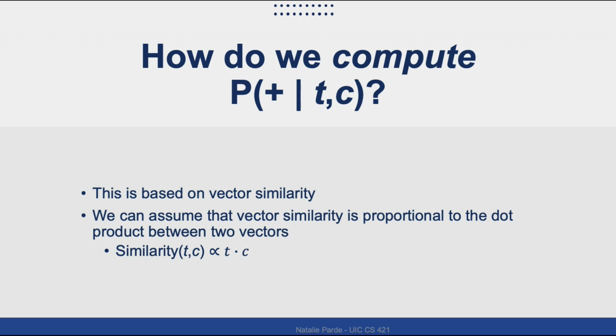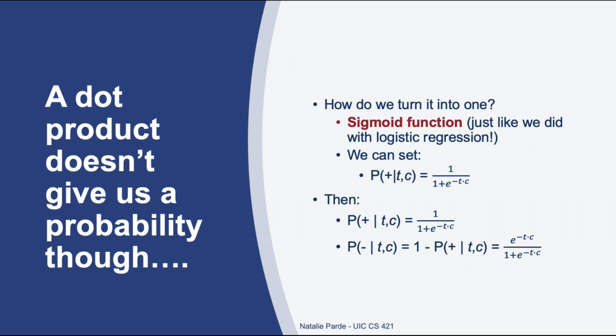First, we need to figure out how to actually compute the probability that a context word does or does not occur in the context of the target word. Word2Vec bases this probability on vector similarity. So remember from cosine similarity that vector similarity is proportional to the dot product between two vectors. A dot product doesn't provide us with a probability though, which is what we ultimately need. Word2Vec solves this problem by applying the sigmoid function, just like we saw with logistic regression, to the dot product between the target and context word vectors, resulting in a probability ranging from 0 to 1.